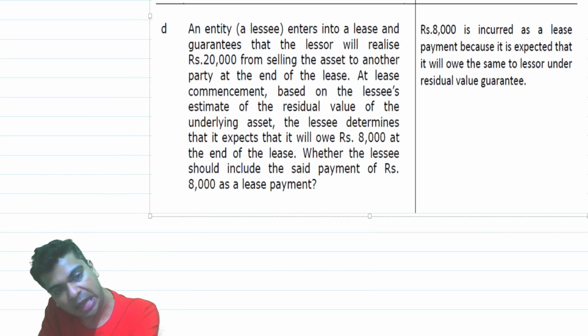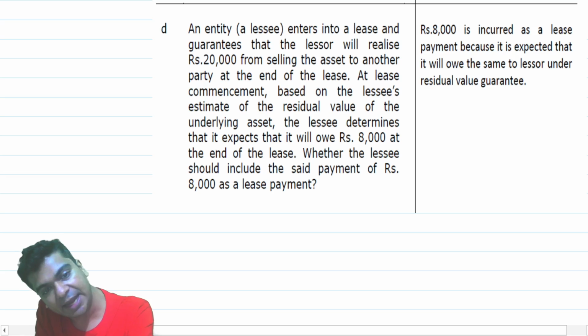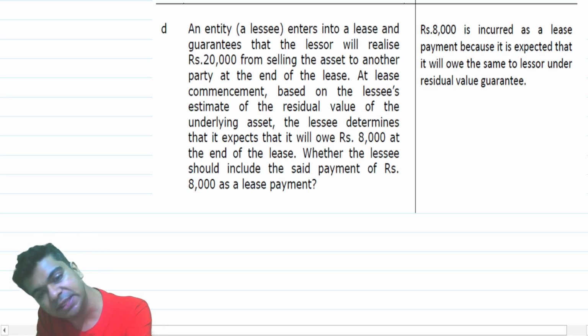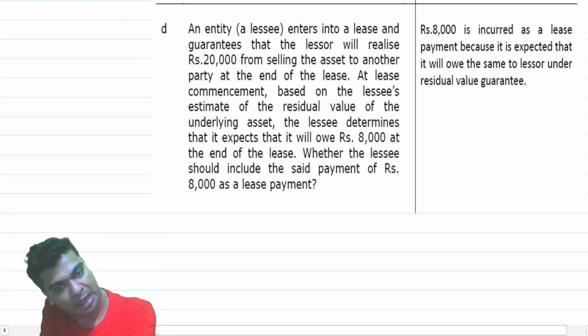And finally, the last one. An entity, that's a lessee, enters into a lease and guarantees that the lessor will realize rupees 20,000 from selling the asset to another party at the end of the lease. At lease commencement, based on the lessee's estimate of the residual value of the underlying asset, the lessee determines that it expects that it will owe 8,000 rupees at the end of the lease. Whether the lessee should include the said payment of rupees 8,000 as a lease payment.